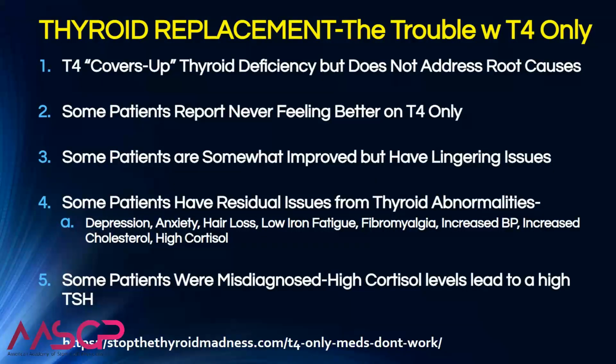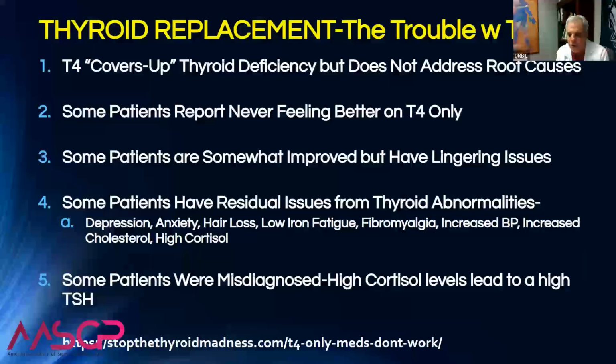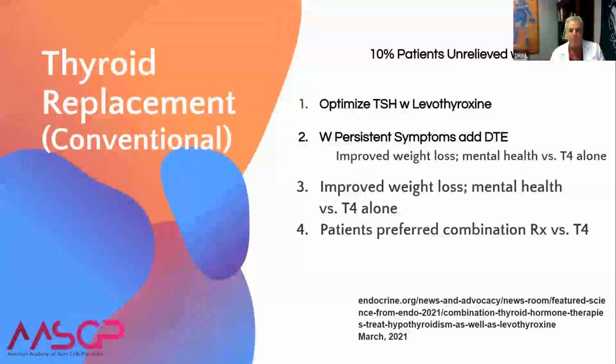Some patients are misdiagnosed. They have high cortisol levels, which lead to a high TSH. So you have to be careful of that also. Make sure that you end up with a cortisol level, or at least a reverse T3, so you have a clue about cortisol when you're looking at thyroid issues.